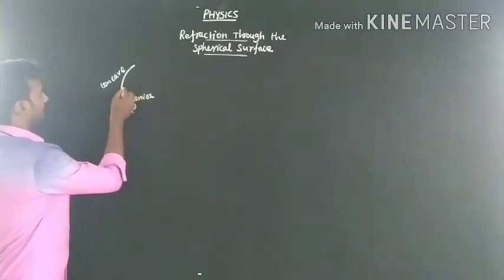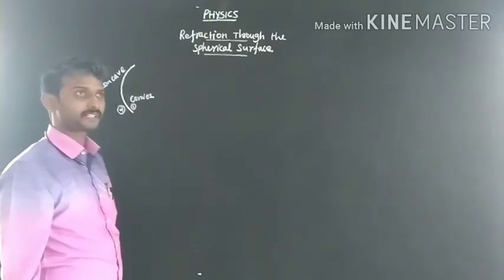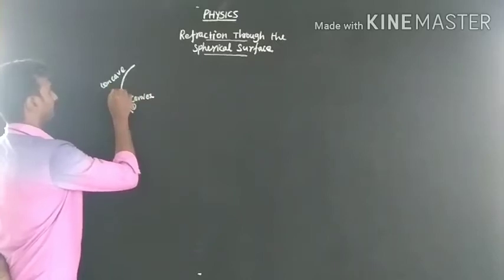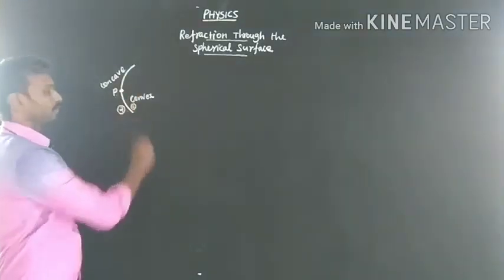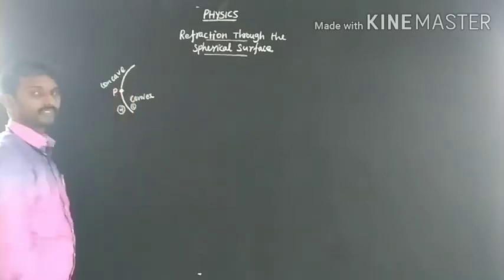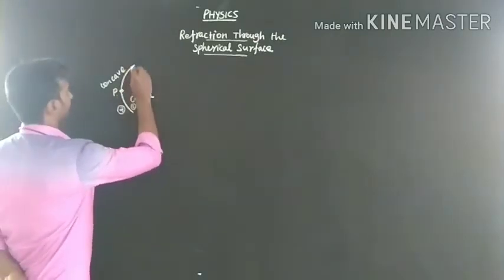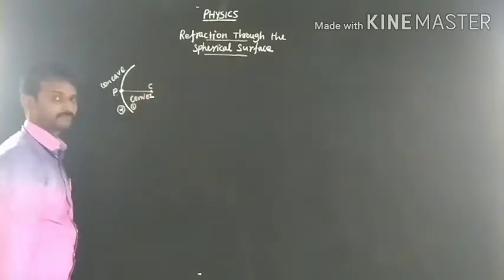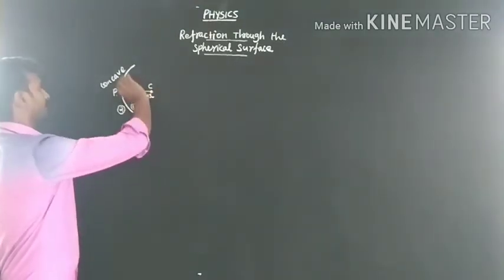And you know very well some basic definitions on the spherical mirror. Like P is the pole of the mirror. Here also P is the pole of the spherical surface. Exactly, it is the center point of the spherical surface. Next, the center of curvature of the spherical surface. It is a point. It is the center of the spherical surface.